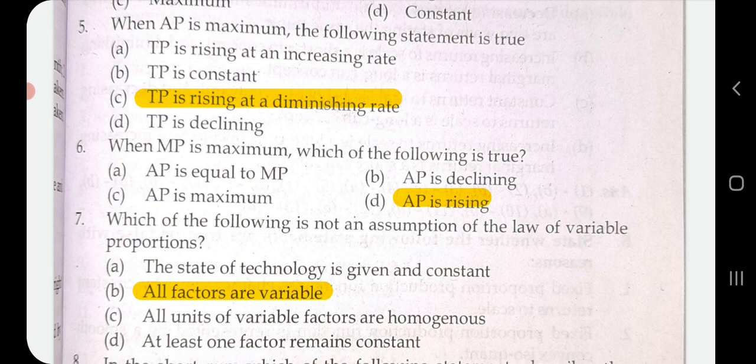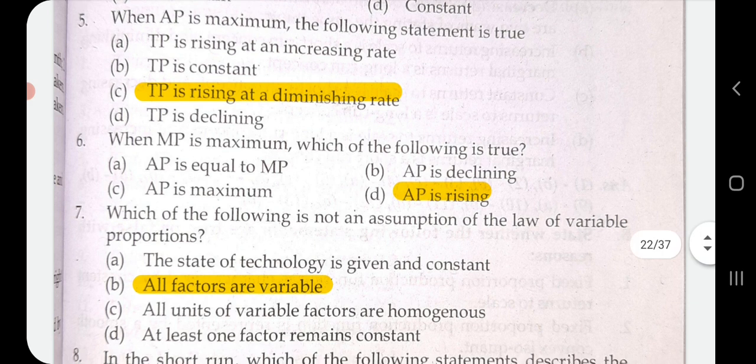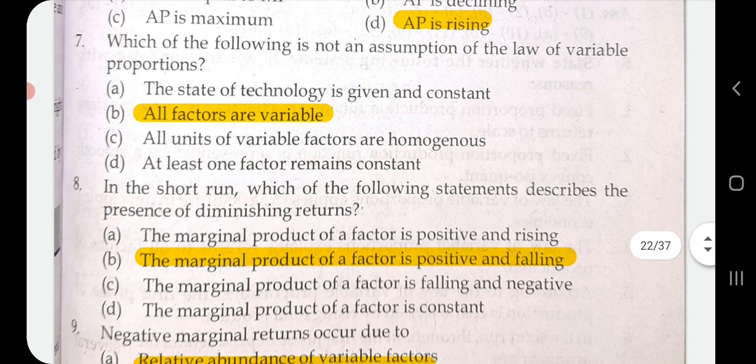Yes, B is the correct option, because law of variable proportion is related to the short run production function, and in the short run production function all factors are not variable. Eighth question, in the short run, which of the following statements describes the presence of diminishing returns? And the answer is B, marginal product of a factor is positive and falling.